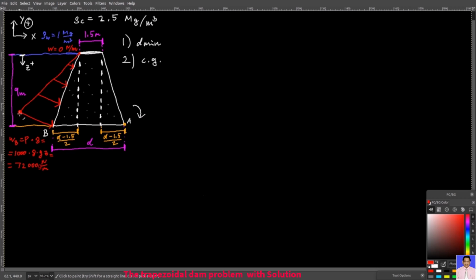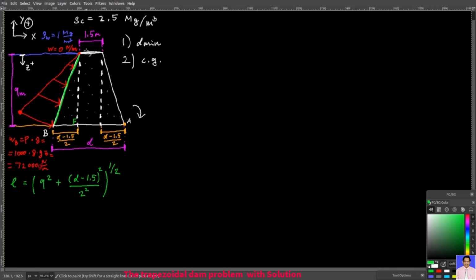That's your wB here. Let's also calculate the length of this side of the dam, the one that is exposed to the water. Let's call it L, and we can find L using Pythagoras' theorem. You can see that we have a right triangle here. You have this side, the horizontal side, (d minus 1.5) over 2, and then you have the vertical side, which is 9 meters. So in the end you will have 9 squared plus the other side squared, and all that you put under a square root. That's the length of this side here.